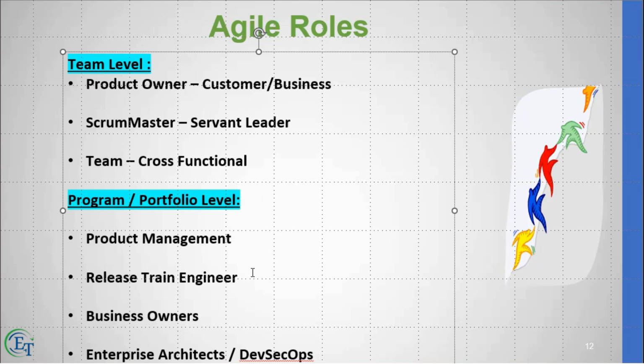And next are the business owners, who represent the business. They fund the portfolio and the initiative. And there are enterprise architects and DevSecOps technical folks who would help with the architecture of the product and make sure that the architecture of the product fits within the ecosystem of the organizational architecture. So whatever tools and technologies the organization uses, the product being developed by a team or program should fit into the organization's technical ecosystem.